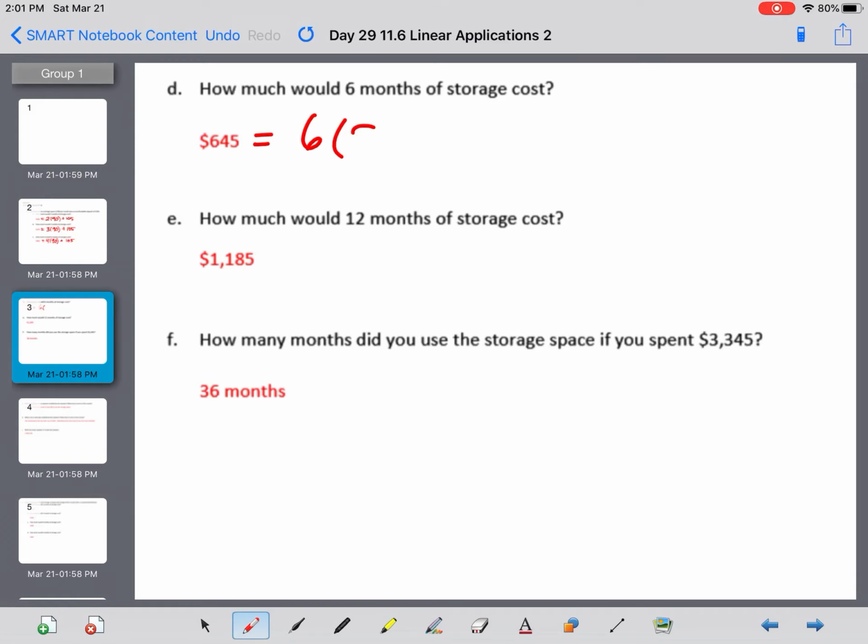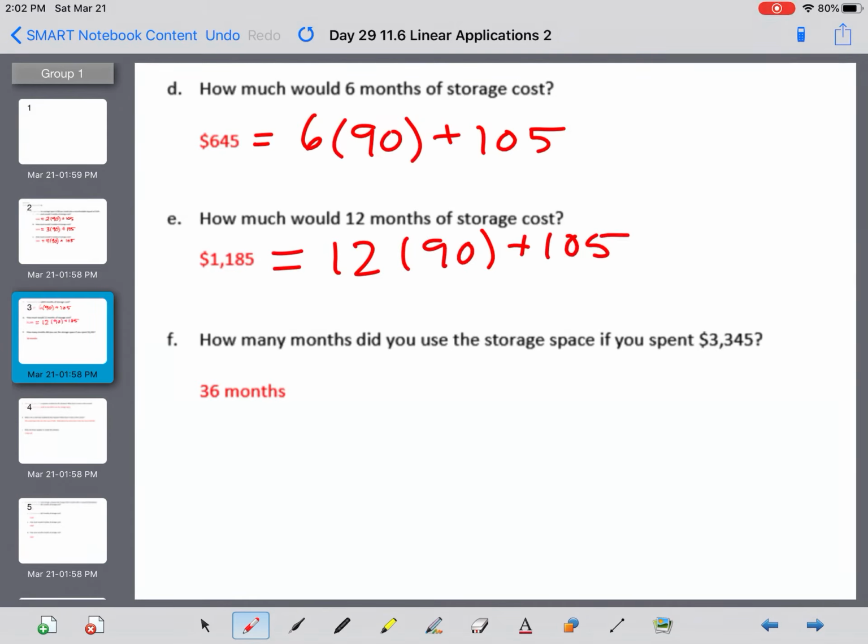If we do it for 6 months of storage, same idea. We're going to do 6 times 90 plus $105. And 12 months of storage is a lot of storage, but you'll be doing 12 times 90, plus $105. So you'd be paying $1,185.